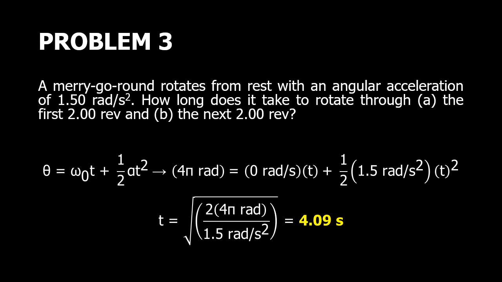A merry-go-round rotates from rest with an angular acceleration of 1.5 radians per second squared. So how long does it take to rotate through the first two revolutions and the next two revolutions? So, ang gagawin lang natin dito is just a simple application of, again, the rotational kinematic equations.